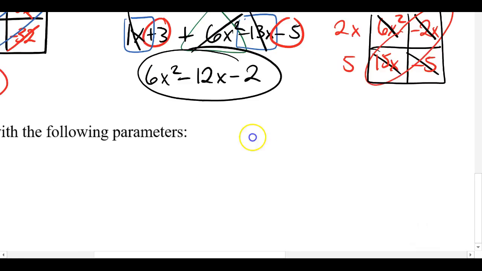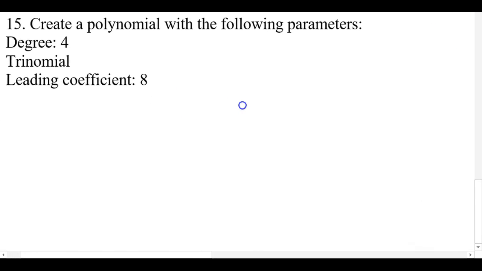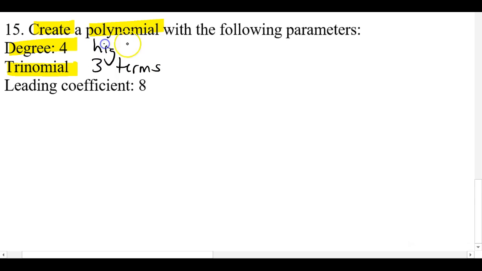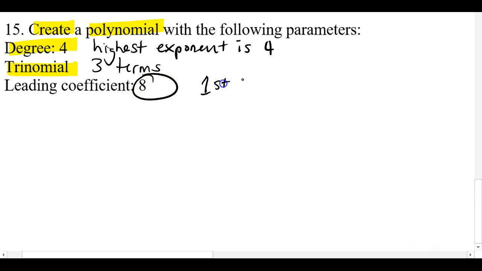Okay. All right, now the last problem. Now we need to make a polynomial that follows these rules. So first thing is it has a degree of 4. It's a trinomial, meaning it has 3 terms. So 3 terms. Degree, again, degree of 4 means the highest exponent is 4. And then here, the leading coefficient is 8. So that means the first number is going to be 8.